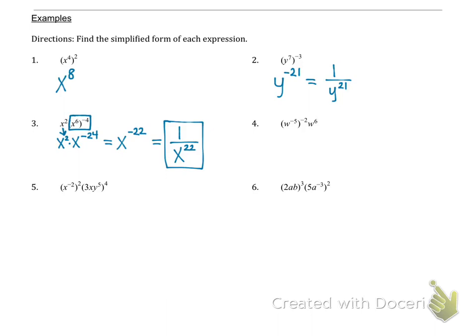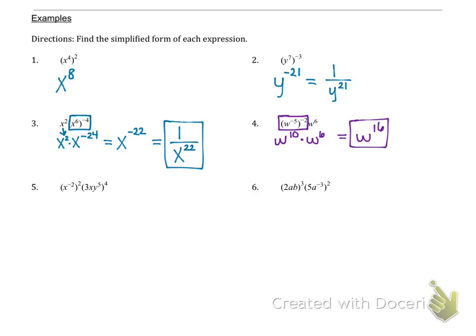For number 4, I'm going to do the same thing. First, I'm going to do the raising the power to a power first. So I'm going to multiply the exponents. So negative 5 times a negative 2 is a positive 10. And then times w to the 6th power. Now, since they have the same base, I'm going to add the exponents. So I have w to the 16th power, and that is our final answer.